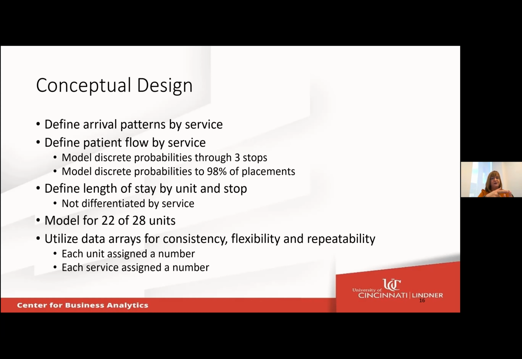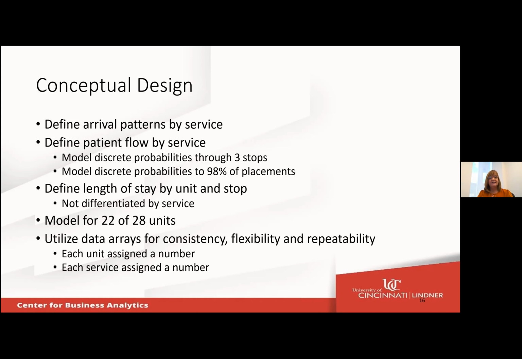So their first unit, their second unit, and their third unit. And we would say, okay, if you went to this first unit, where did you go next? What probability was there? And then the second unit, third unit. So we were doing 3 stops by service. And then we developed discrete probability distributions of the placements to the 98th percent level. So we didn't include the bottom 2% of placements. Usually those had an N of less than 10 over a 2-year time period, and we considered those outliers.